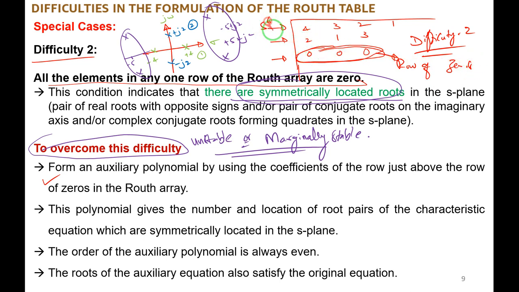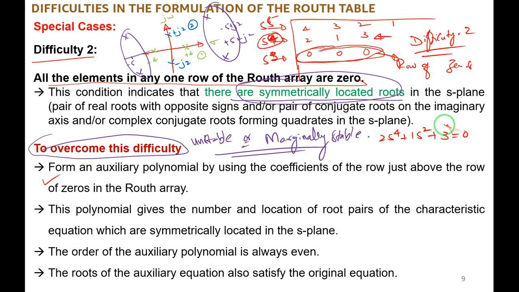Suppose let me write s power 6, s power 5, s power 4, something like this. Sorry, s power 5, s power 4, s cube. There is a reason why I have changed it, which I will not tell you right now. Just above the row of zeros means this row. So we have to form the auxiliary polynomial: 2 into s power 4, then plus 1 into s square, just the alternate powers of s, plus 3 into s power 0, which is 3.